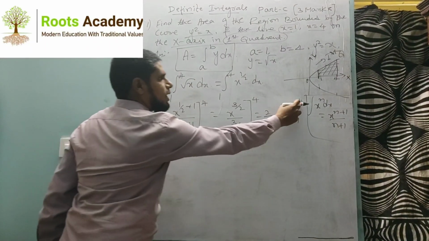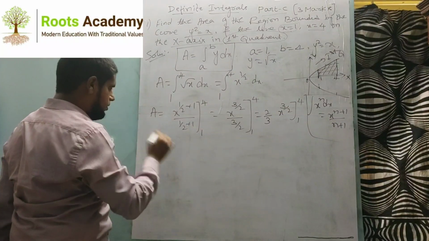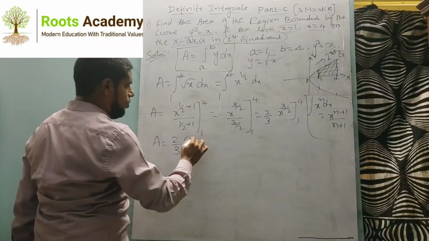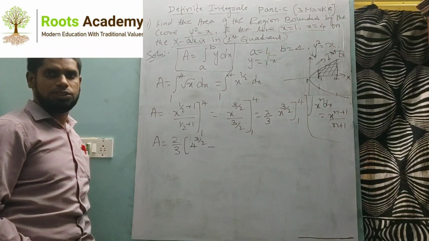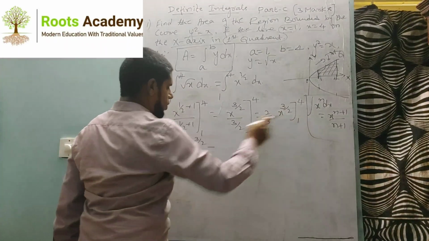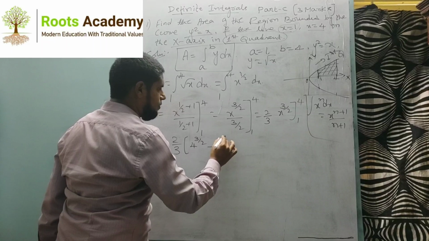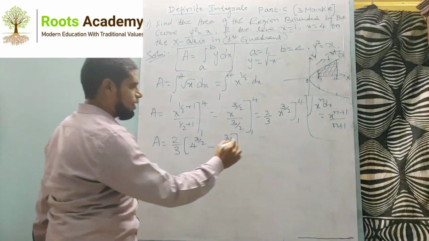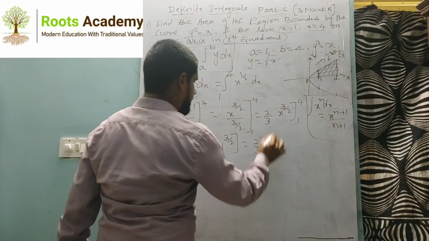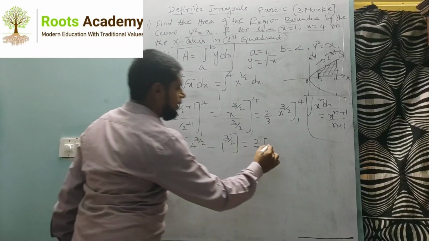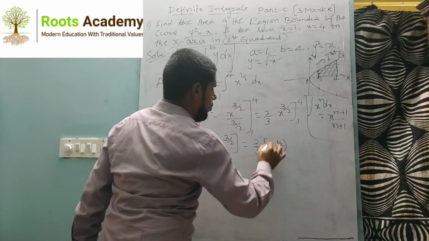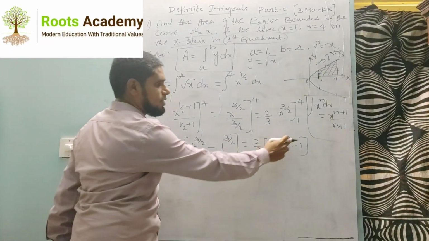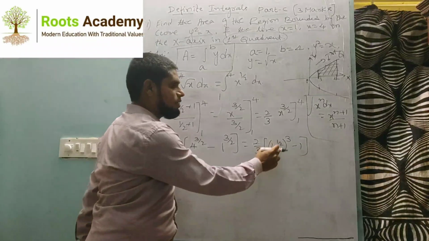So let us substitute the upper limit first, then the lower limit. So 2 by 3 as it is, bracket, 4 power 3 by 2, upper limit is substituted, that is the value of x is 4, minus lower limit 1 power 3 by 2. So student, 1 power any number is 1 only. 4 power 3 by 2 can be written as 4 power half, whole power 3. According to indices, I wrote like this. 4 power half means root.